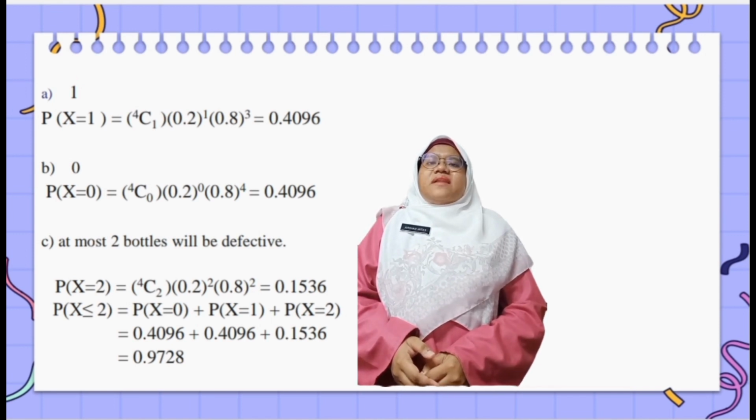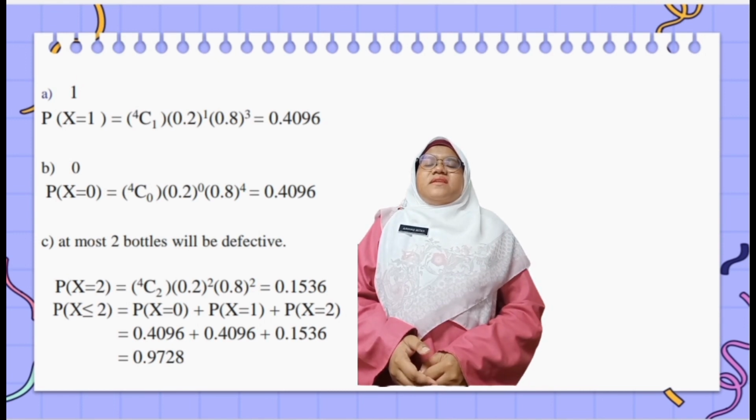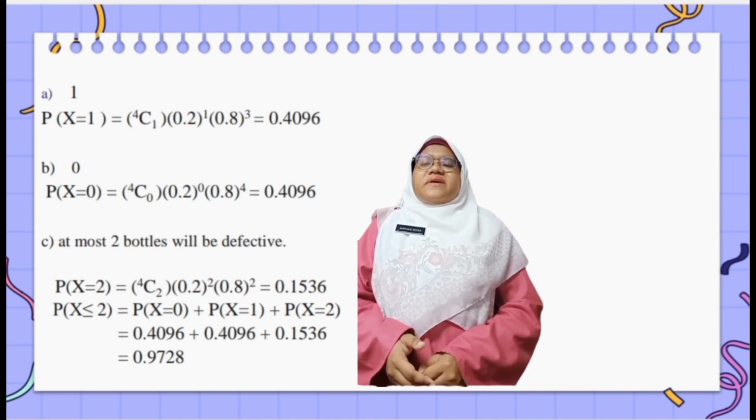Second, for question B, the probability is 0. It will be the same as the previous method, which is we need to substitute the value of 0 into the formula, and it will be 4C0 times 0.2 to the power of 0 times 0.8 to the power of 4, and the answer will be 0.4096.